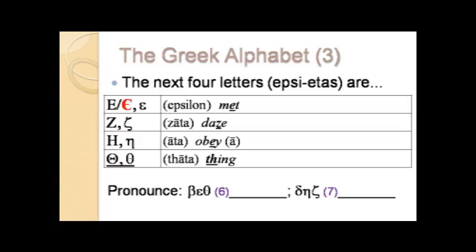The second three-letter word is delta, eta, zeta. Delta has a D sound, eta has an A sound, and then zeta has a Z sound. So it's D, A, Z, days. So we have Beth and days. Beth is in a daze, I don't know. Alright, let's go ahead and move forward.